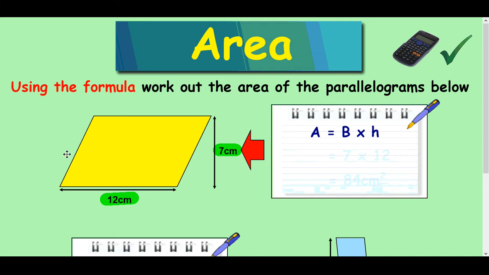Some examples give you 3 numbers to try and catch you out a wee bit. They might give you this diagonal, but that can't be the height. The height needs to go from the bottom straight up here so that it's at right angle. So anything they give you over here in this kind of diagonal, just ignore it.